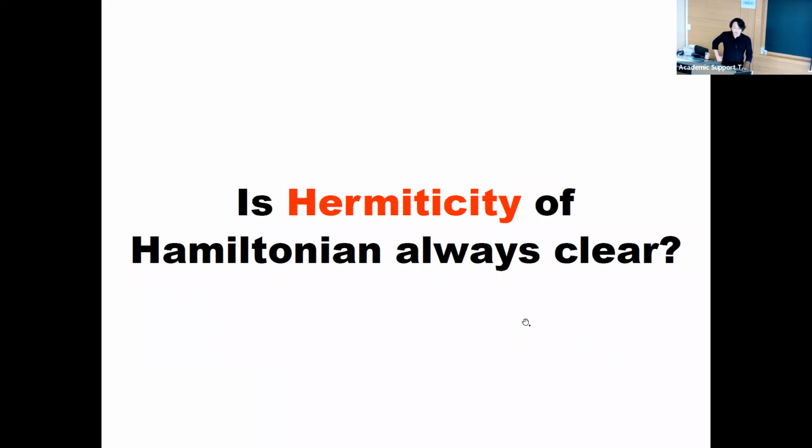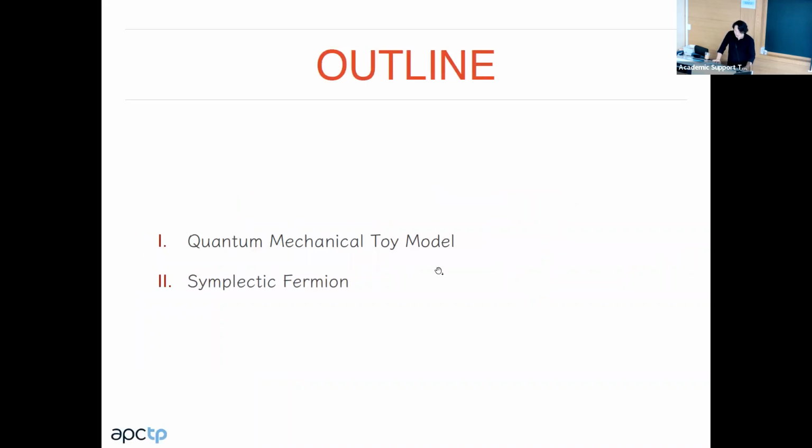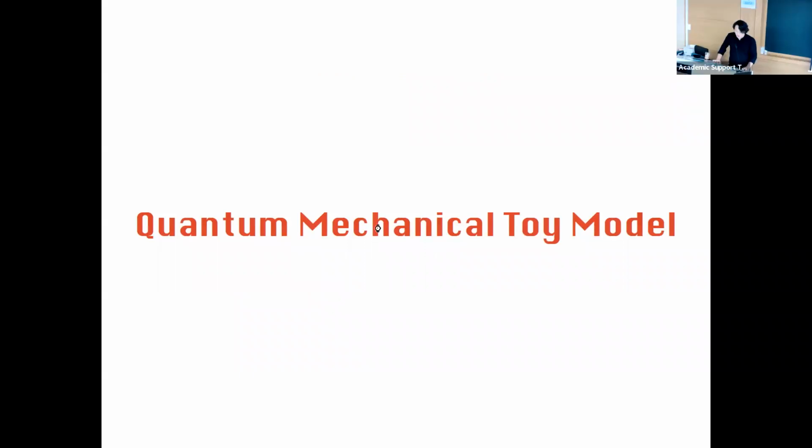It's also involved with this question: is the hermiticity of the Hamiltonian always clear? Actually, the origin of my talk is more related to this question. So the outline: I will focus on a quantum mechanical toy model, which is very easy, I think undergraduate students can also understand it. The next one is the symplectic fermion, which requires a little bit of CFT2, but it's really basic. So let's go.